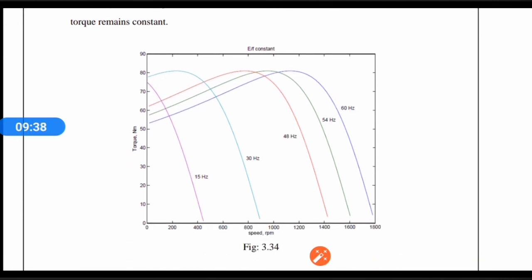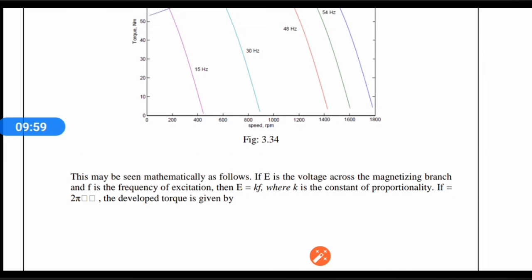We are having different torque speed characteristics here, and it can be easily seen that the maximum torque is remaining the same in this method, while the starting torque is changing. You can see from here the starting torque is changing. So with different frequencies we are having different curves.